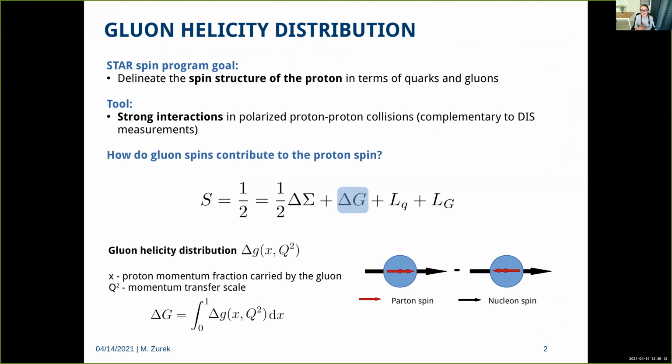So studying the internal structure of the proton is at the heart of studying QCD in the regime when quarks and gluons are interacting so strongly that they are confined in hadrons. And at STAR, we use polarized proton-proton collisions to look especially at the spin structure of the proton in terms of its constituent quarks and gluons. One question we ask is, how do gluon spins contribute to the proton spin? To answer this question, we are interested in the gluon helicity distribution, which encodes to what extent gluons have spins aligned with the longitudinally polarized proton as a function of the proton momentum fraction carried by these gluons at a particular scale.